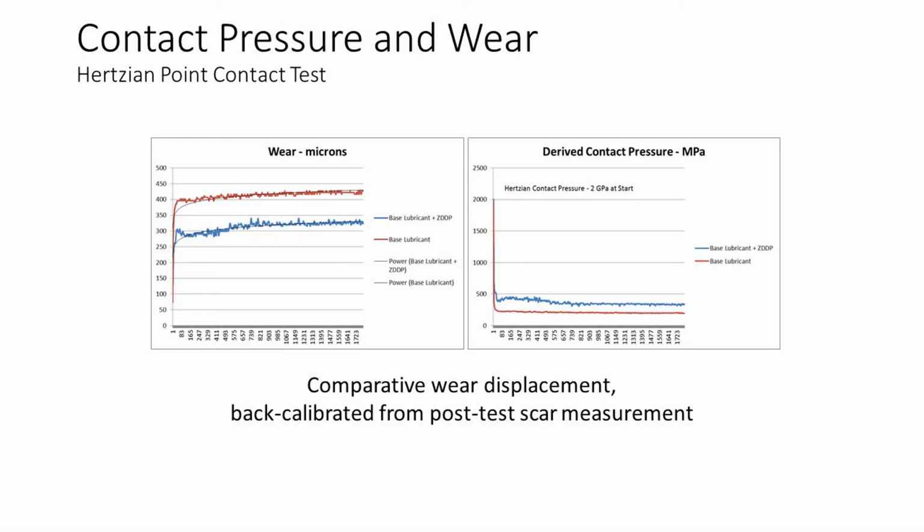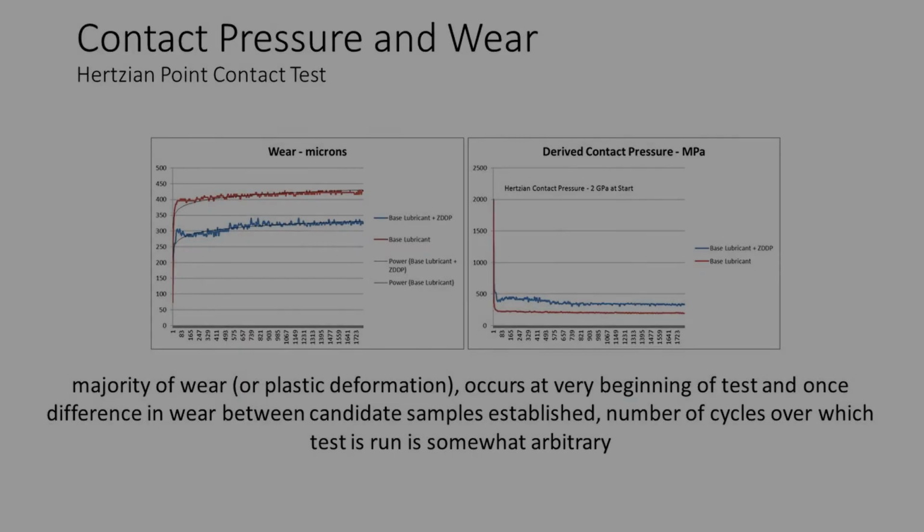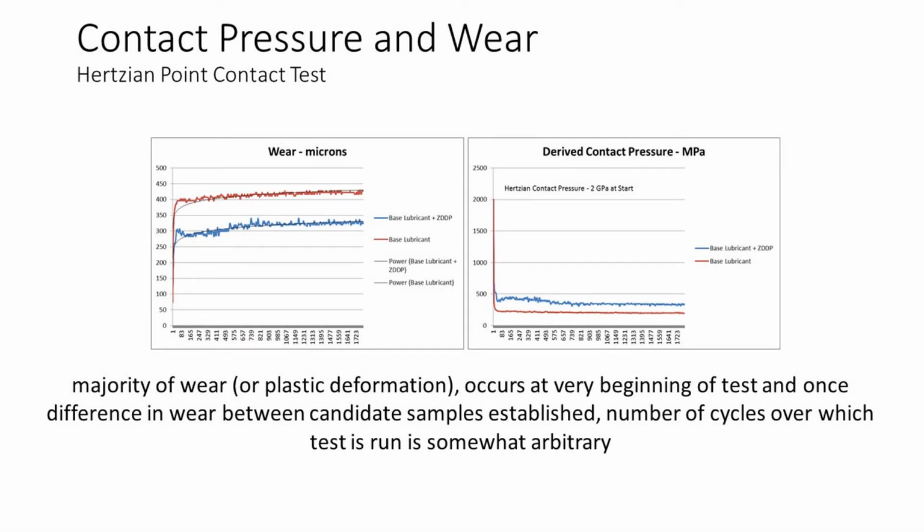It must be remembered that as wear takes place, depending on the specimen configuration, the contact area may change and hence the contact pressure. This is particularly the case with the sliding Hertzian point contact. We have long been aware of the fact that in a sliding Hertzian point contact test, the majority of the wear, or plastic deformation, occurs at the very beginning of the test, and that once the difference in wear between candidate samples has been established, the number of cycles over which the test is run is somewhat arbitrary.